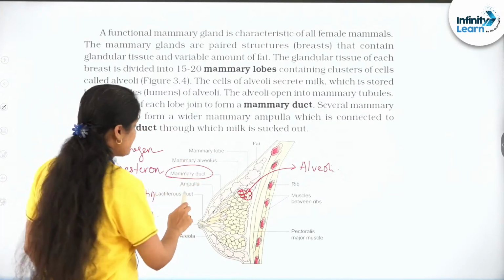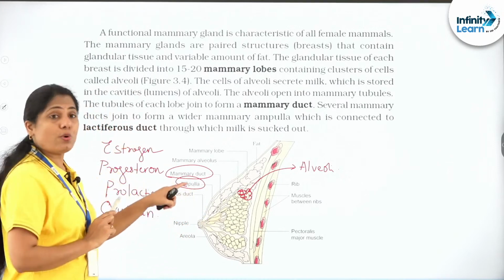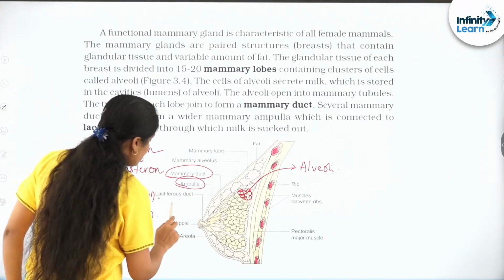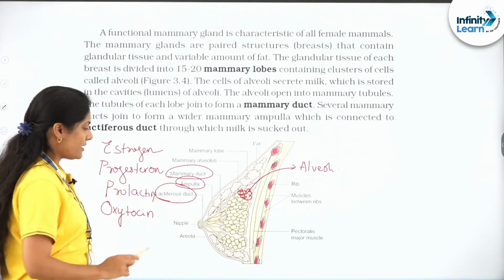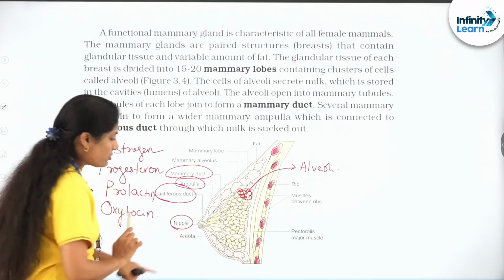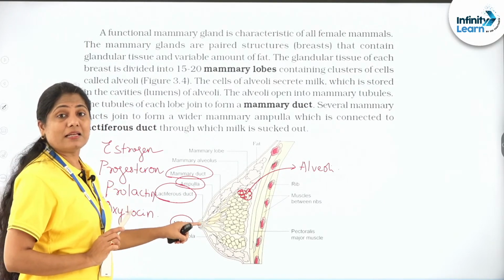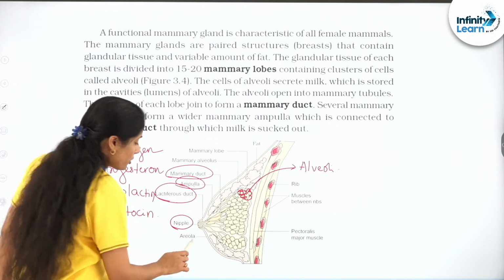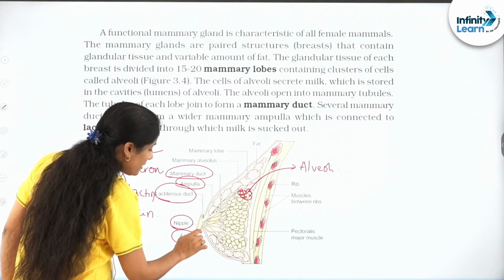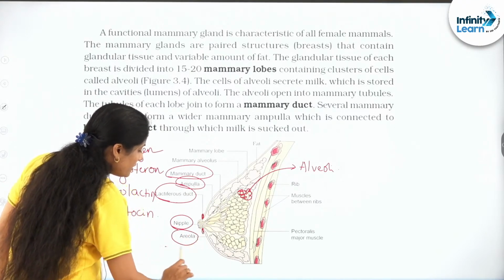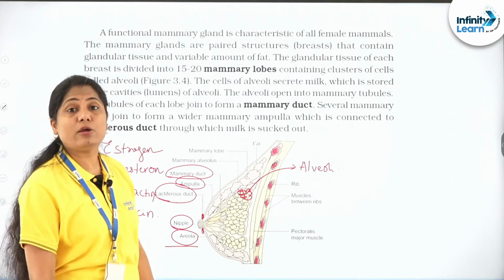The mammary ducts pour it into the ampulla. The ampulla to the lactiferous ducts. And finally, these small pores are present in the nipple through which the milk oozes out. What is this dark pigmented region around the nipple? It's what is called the areola.